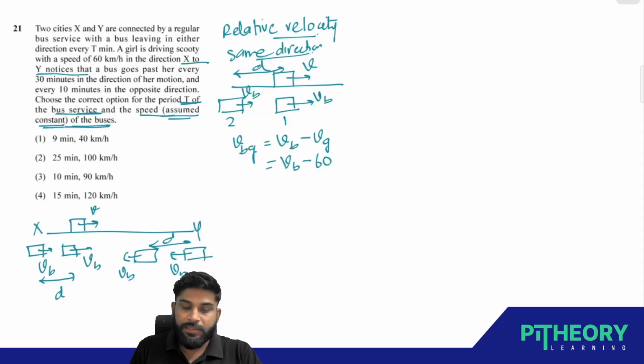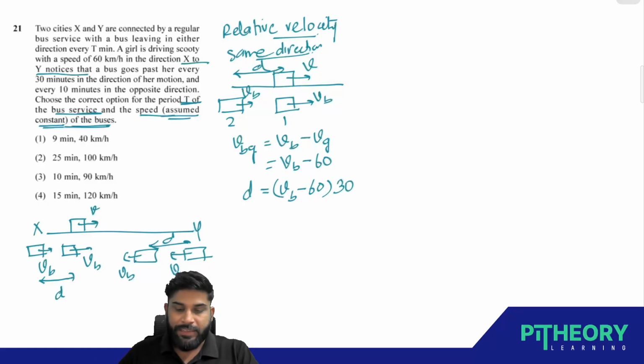So how do you relate this? Distance D is equal to what? Velocity is displacement by time, so distance is nothing but velocity into time. How much is it? VB minus 60. In the next step I'll apply ratios only. What is the time here? In 30 minutes the next bus is going to cover it, correct? So we can write D is equal to VB minus 60 into 30.